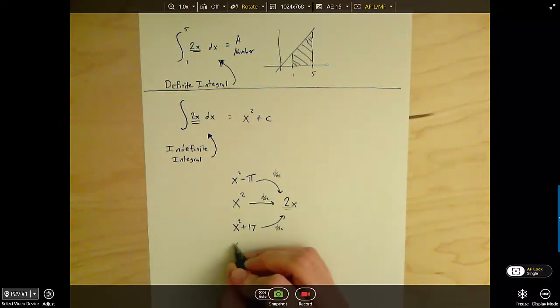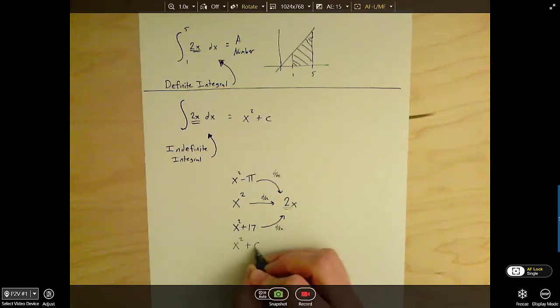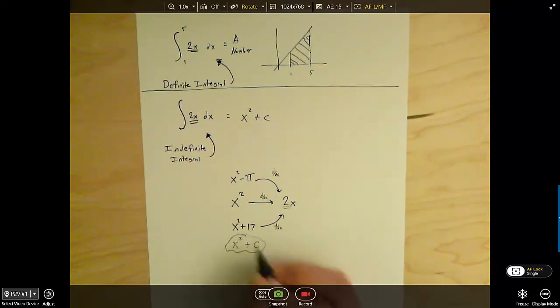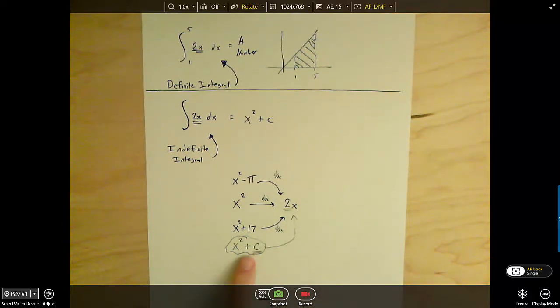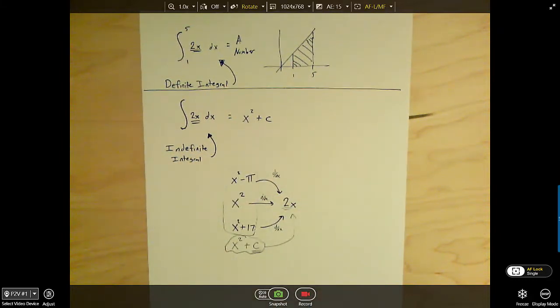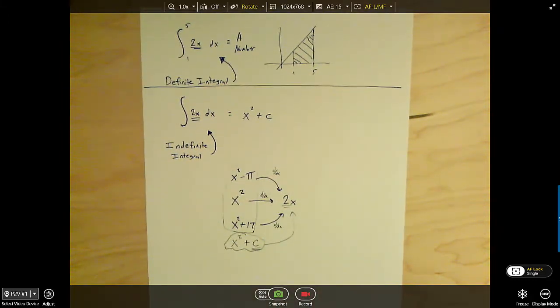So the most general antiderivative of 2x is x squared plus some constant. And this constant can be anything at all, because when you take the derivative of this, the derivative of a constant is 0, so that's going to produce our 2x. So it's sort of like this most general antiderivative is the family of equations that cover all of these as special cases.